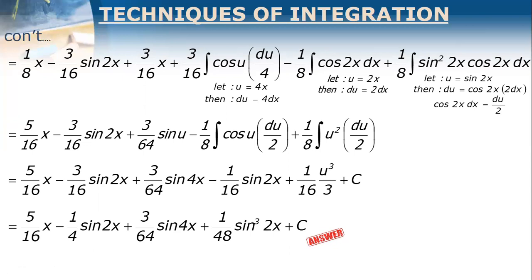So for even exponent, the technique is to use the identity cosine squared x or sine squared x. And the objective, or the purpose, is to reduce the power to 1, like this one, and to fit the basic integral.